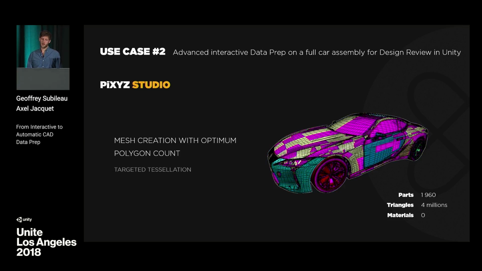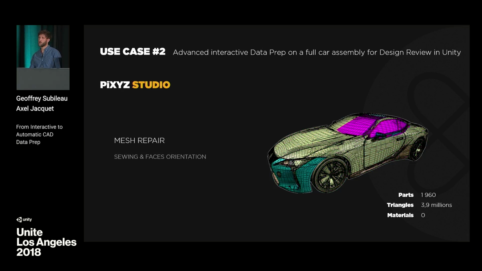Then we move on to creating meshes. And for that, we are using our best-in-class tessellation algorithms. And here, the result for the full car is 4 million triangles in total. But as you can see, we have misoriented meshes. The pink faces that you can see there represent misoriented faces, upside down. So we need to repair that.